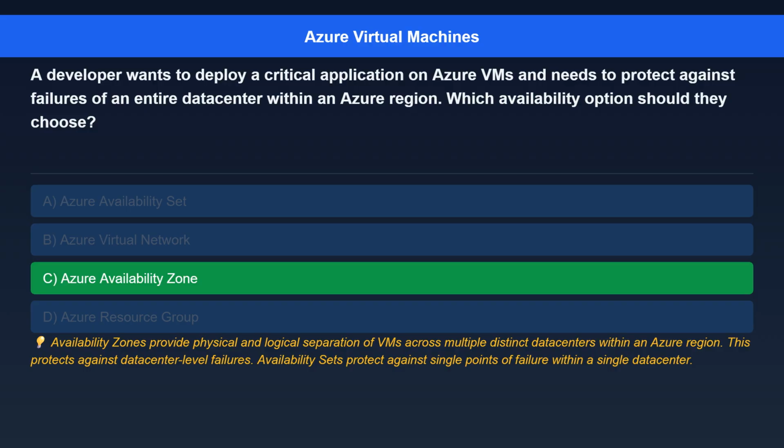The correct answer is Azure Availability Zone. Here's the explanation. Availability zones provide physical and logical separation of VMs across multiple distinct data centers within an Azure region. This protects against data center level failures. Availability sets protect against single points of failure within a single data center.